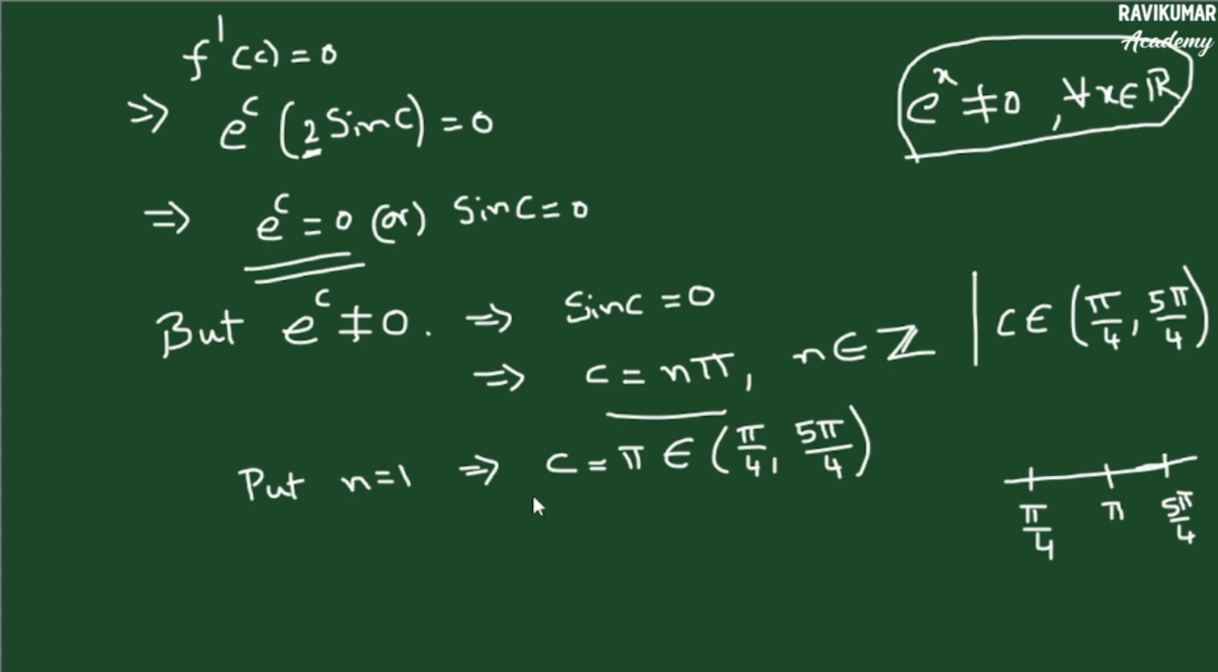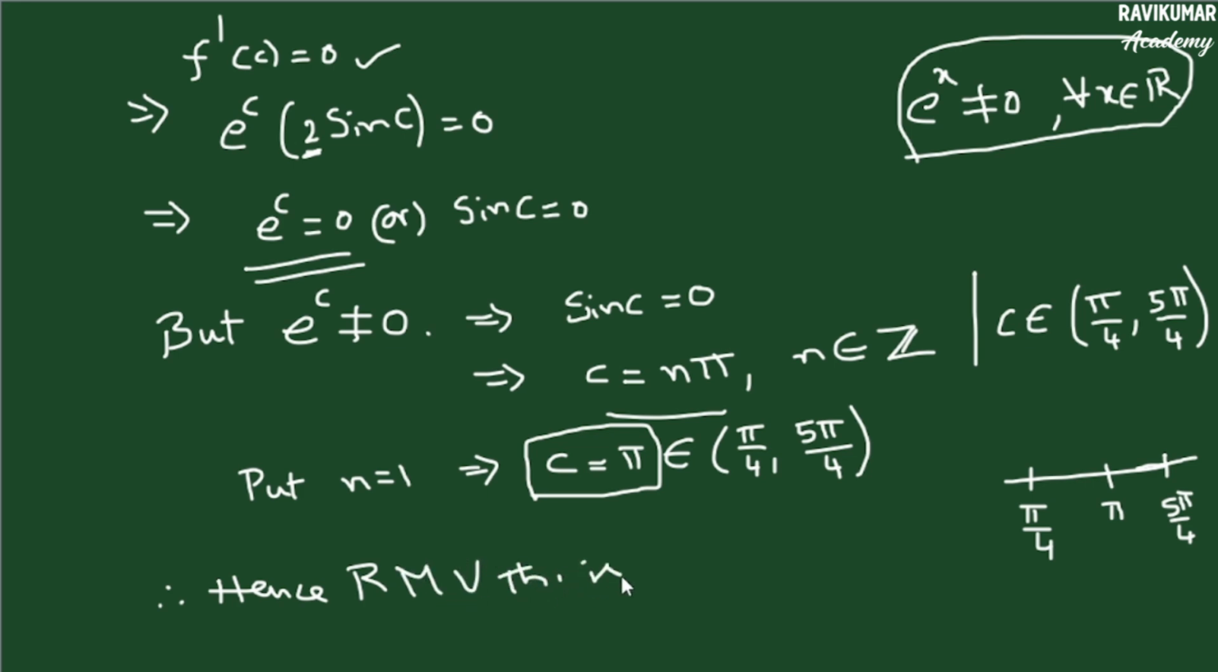So we are successfully able to find a c in between pi by 4 and 5 pi by 4 that satisfies f dash c equal to 0. So whatever Rolle's theorem states is correct. Therefore, hence Rolle's mean value theorem is verified. It is verified to be true.